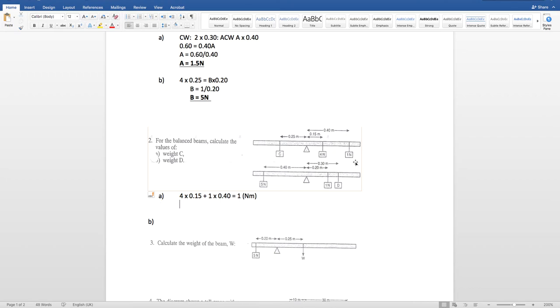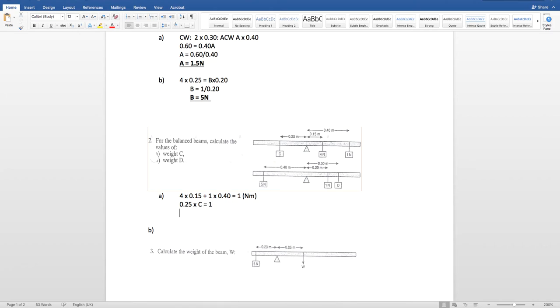So, anticlockwise, we have C times 0.25. And that equals 1. So C equals 1 over 0.25, well, that's 4. 1 over a quarter is a quarter upside down, which is 4. So there's C.